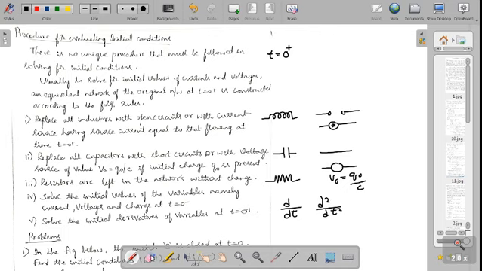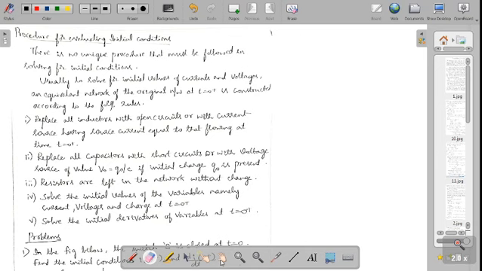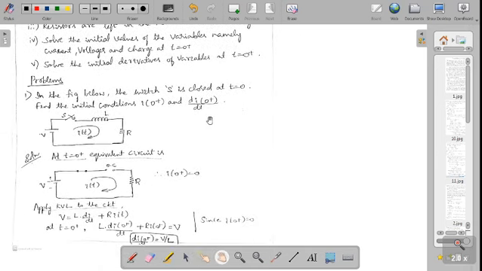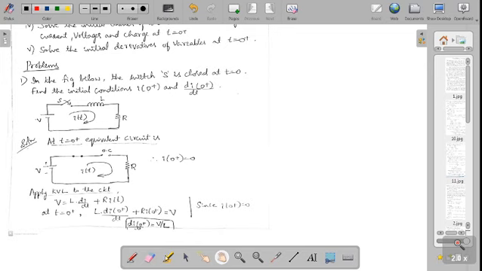So with these concepts, let us try to solve the problem. Just look at the problem over here. In the figure below, the switch S is closed at t equal to 0. Find the initial condition I of 0 plus and derivative of I of 0 plus. So what they are saying is at t equal to 0, the switch S is closed. You look over here, this is your voltage, this is your switch, the name of the switch is S, and it is closed at time t equal to 0.